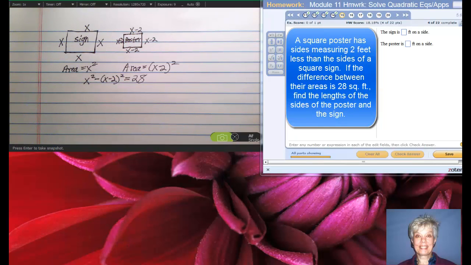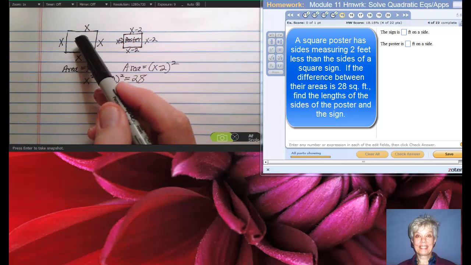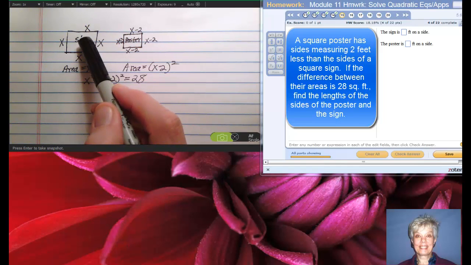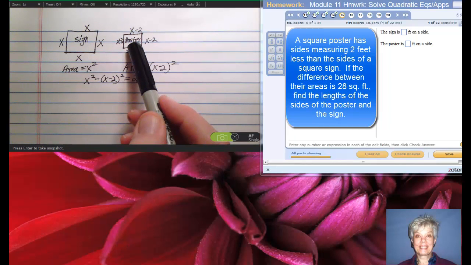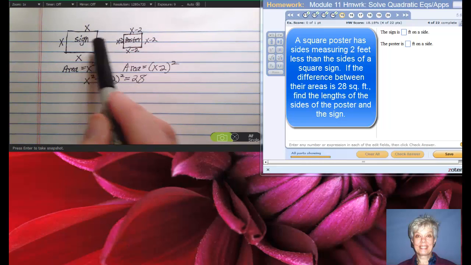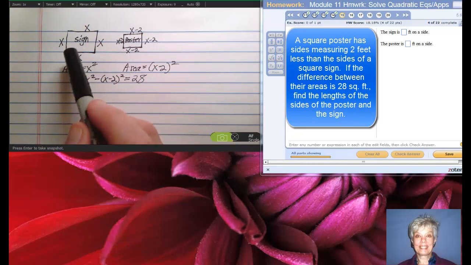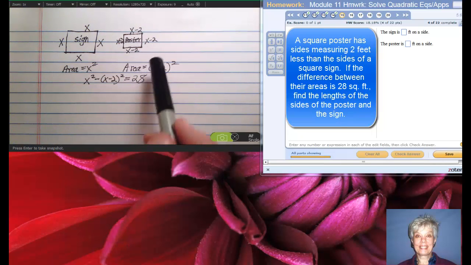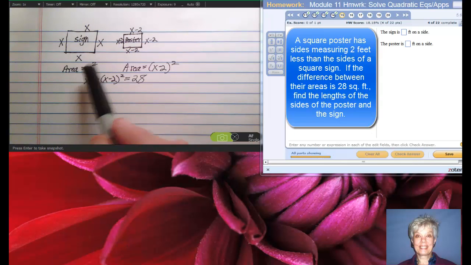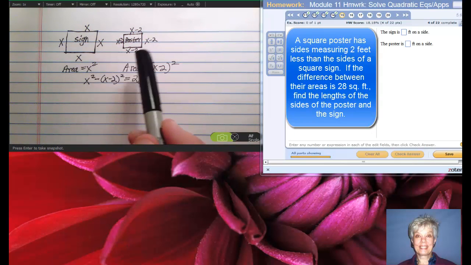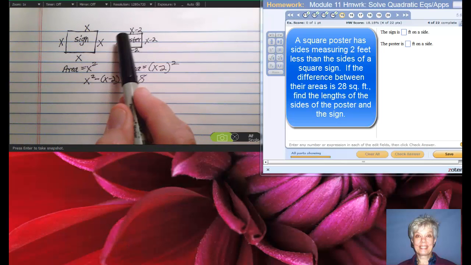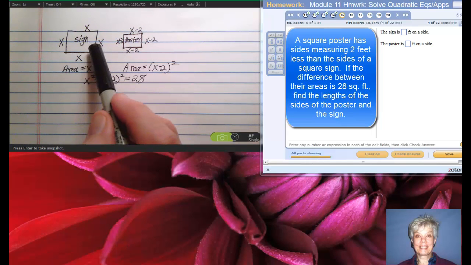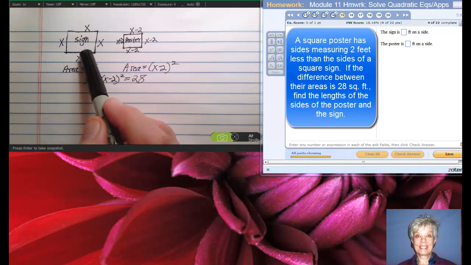So as near as I could, I drew a square sign and a square poster. Notice the sign is bigger than the poster. Each of the sides of the sign is 2 feet longer than each of the sides of the poster. Or, viewed the other way, the way the problem is worded, each side of the poster is 2 feet less than each side of the sign.